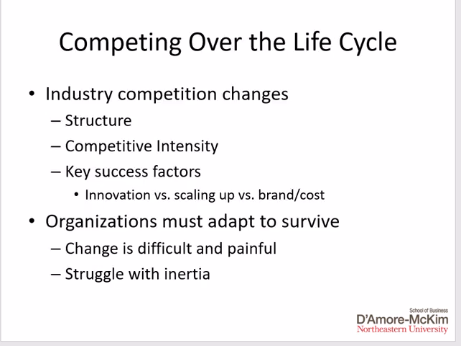And then finally, it's worth mentioning competition and competitive strategies over the life cycle. As we progress through the life cycle, industry competition will change based on industry structure and the intensity of competition. That intensity of competition really comes about through where the supply curve is relative to the demand curve. And then key success factors will also change as the industry matures. We think about innovation as an early key, but later on it becomes a question of scale and then a question of strategic positioning in terms of value versus cost.